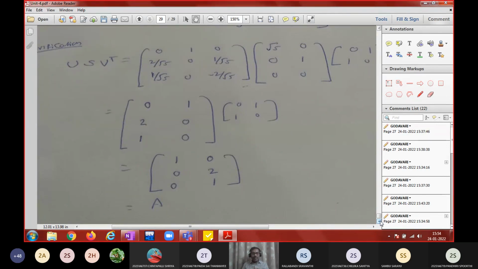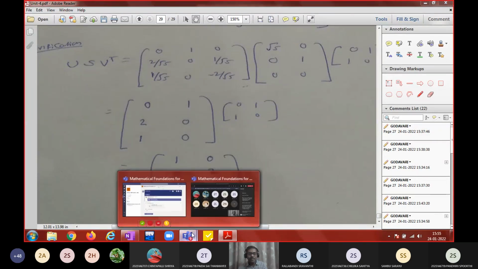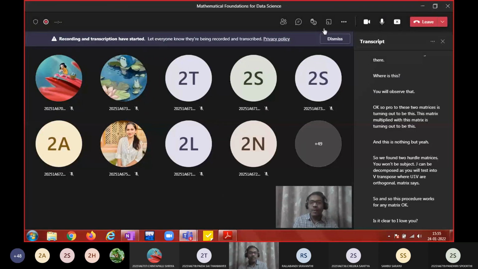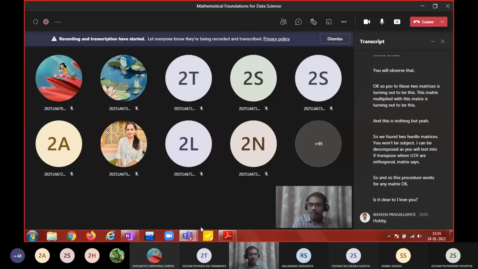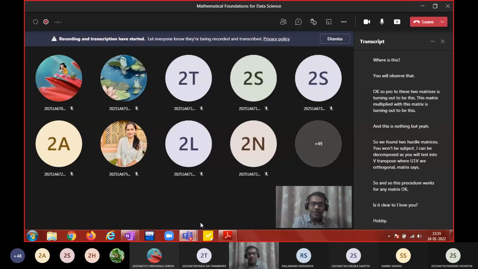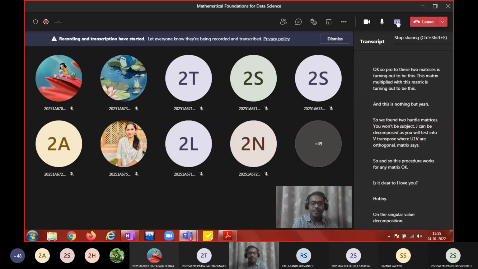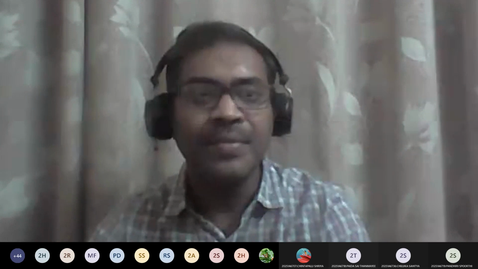Okay, so this procedure works for any matrix. Is it clear to all of you how we found the singular value decomposition? Okay, so that ends the concept of singular value decomposition.